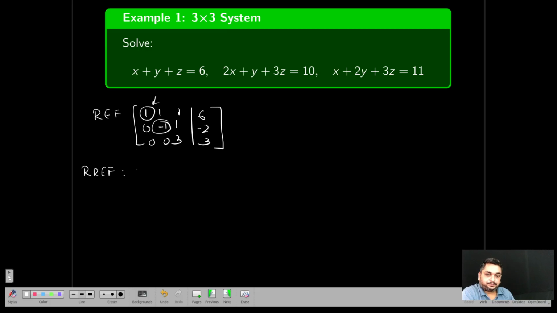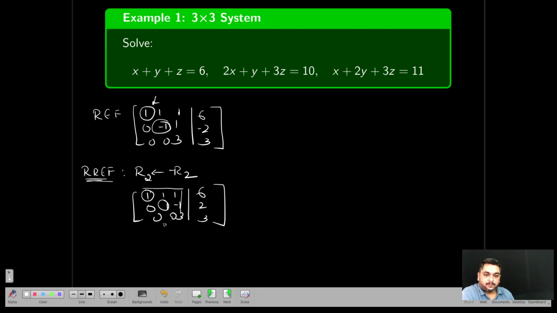So just perform R2 equals minus R2. Just change this sign. So this will become 1, 1, 1, 6, 0, plus 1, minus 1, plus 2, 0, 0, 3, and then 3. So this is the reduced row echelon form. See, it is an upper triangular matrix. Below elements are 0 and there are 2 pivot elements and both are 1. So it's in the reduced row echelon form.